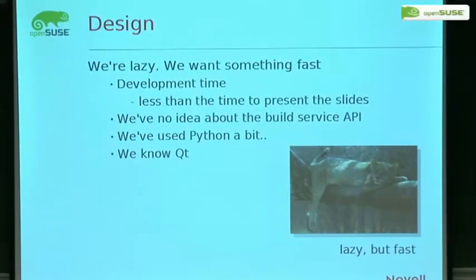In addition, our prerequisite is we have no idea how the build service works, and we have no idea how the build service can be accessed over the API interface, which is very well documented, but we still don't want to read a couple of pages of documentation. We just want to have a very quick result. We do know a little bit of Python. We've used it for a very small command line script before, and we also have heard about Qt before. So we thought we can combine all of that.